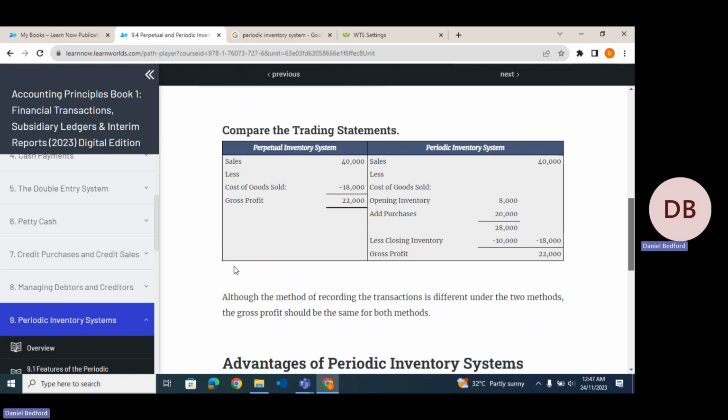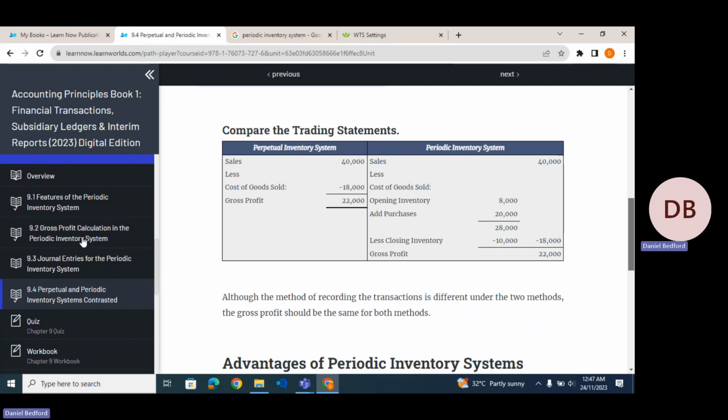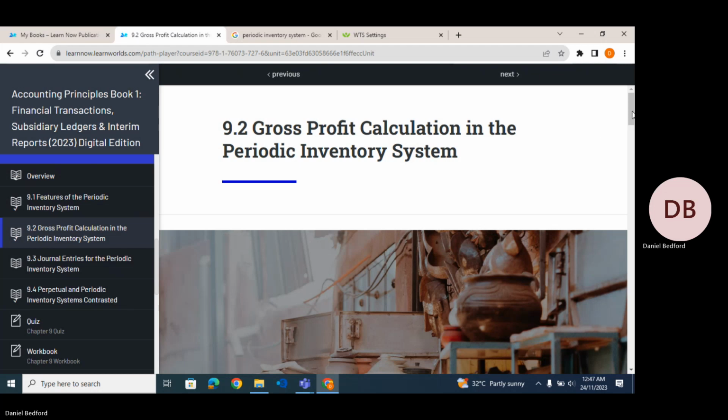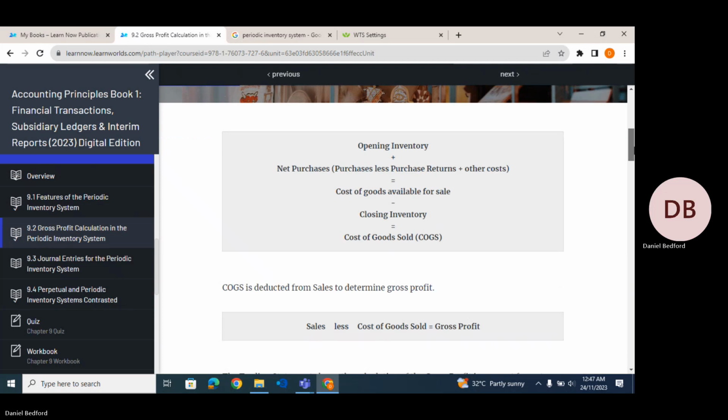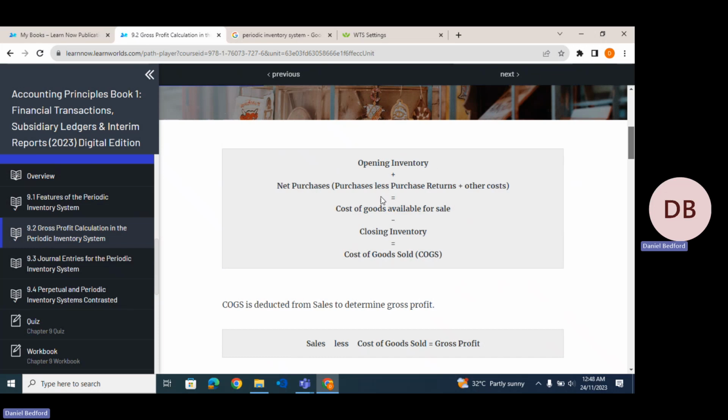Now, when it comes to the assessment, the calculation you're going to need to be familiar with is this one here, the gross profit calculation in the periodic inventory system. And this is what we saw previously. Opening inventory plus our net purchases, and I won't be that evil, it will just be purchases, equals the cost of goods available for sale, less your closing inventory, equals cost of goods sold.